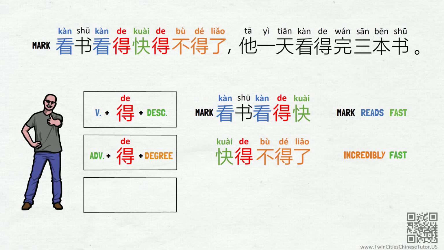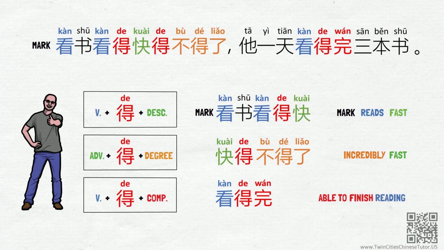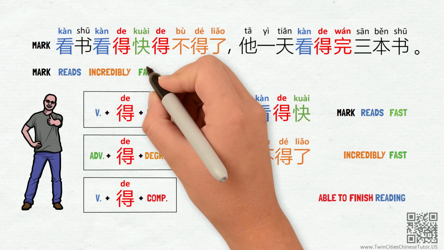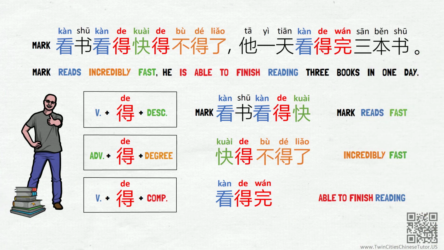Last but not least, the third 的 is used as potential complement in between the verb 看 to read and the complement 完 to finish. This expresses able to. So 看得完 means able to finish reading. Now the English meaning of the whole thing is Mark reads incredibly fast. He is able to finish reading 3 books in one day.